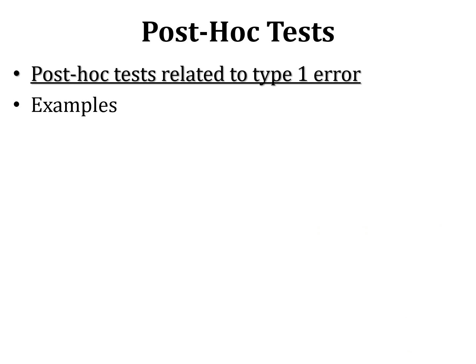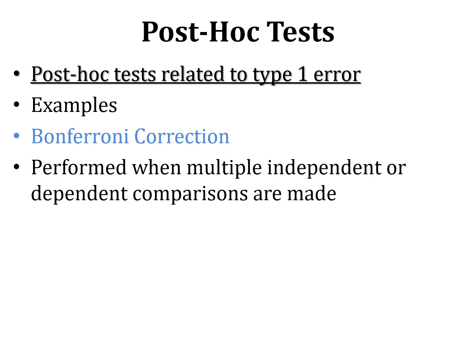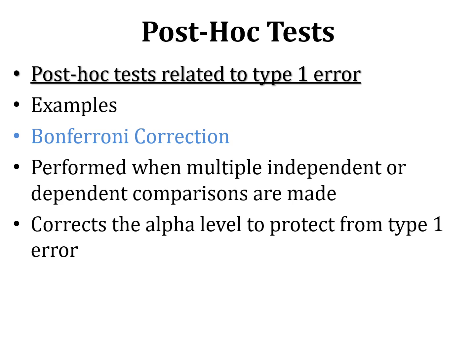And the examples of how you can correct the problems related to type 1 error: you can do the Bonferroni correction. So Bonferroni correction is performed after you are done with your statistical analysis of multiple comparisons. It is performed when multiple independent or dependent comparisons are made, and it corrects the alpha level to protect from type 1 error, right? So you can see that this test is performed after you're done with your statistical analysis, and it is done to correct the alpha level to protect from type 1 error.